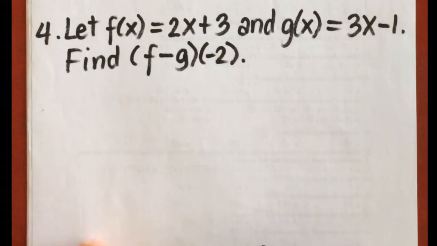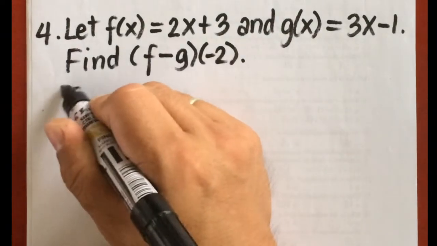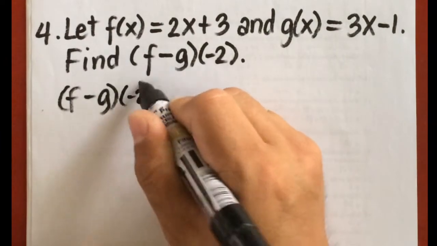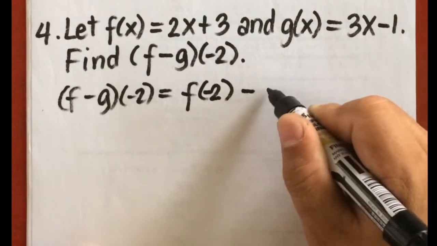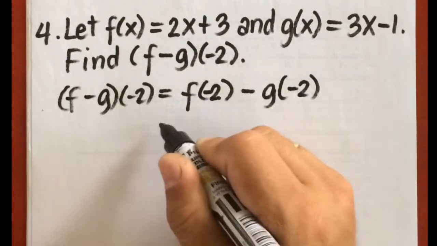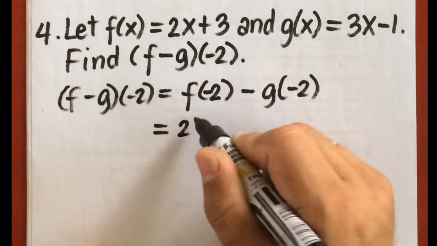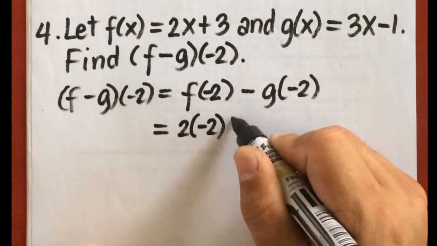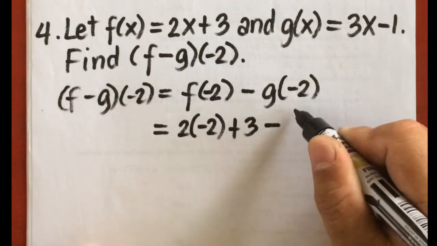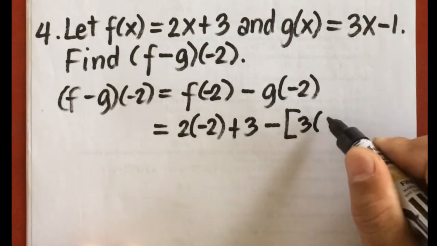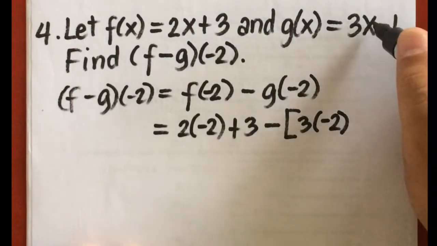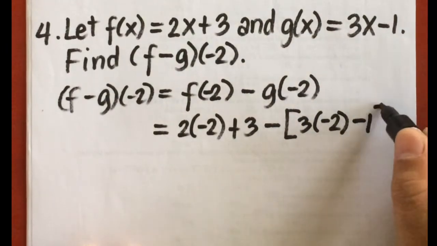Example number 4. Let f(x) equals 2x plus 3 and g(x) equals 3x minus 1. So find (f minus g)(negative 2). So (f minus g)(negative 2) will be equal to f(negative 2) minus g(negative 2). So f(negative 2) will be 2 times negative 2, then plus 3, then minus, and you're going to use brackets again, 3 times negative 2, substituting x here with negative 2, then minus 1.